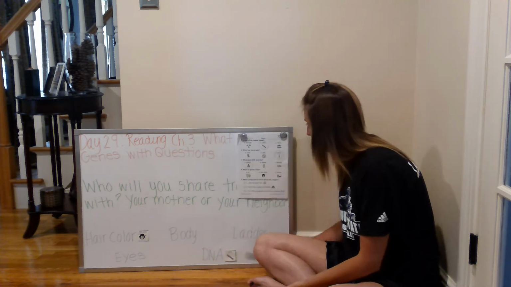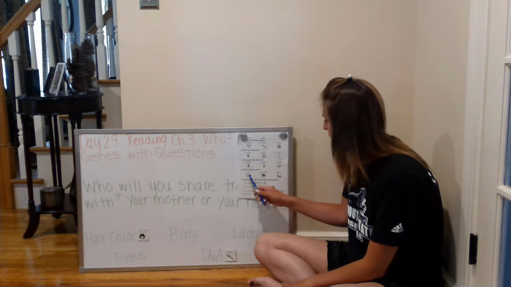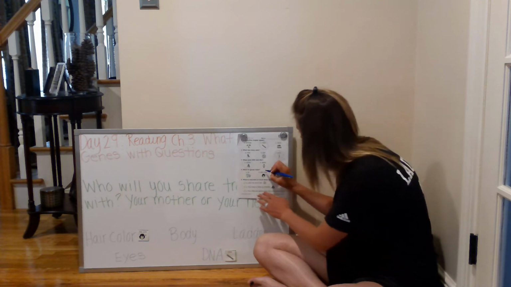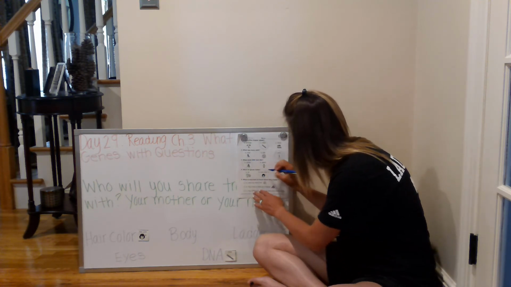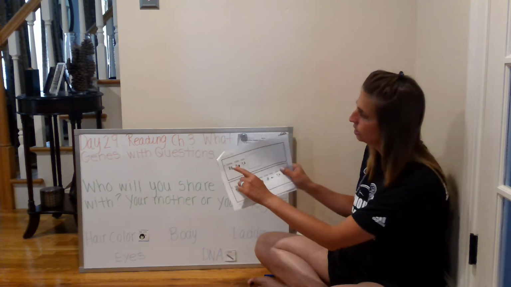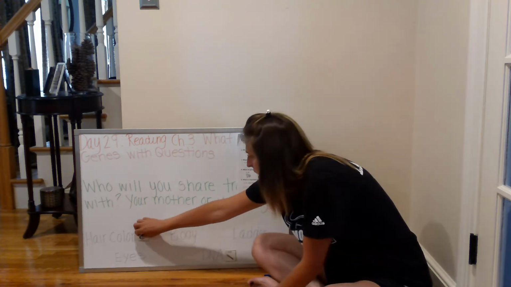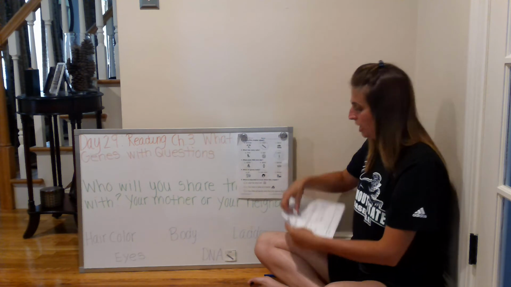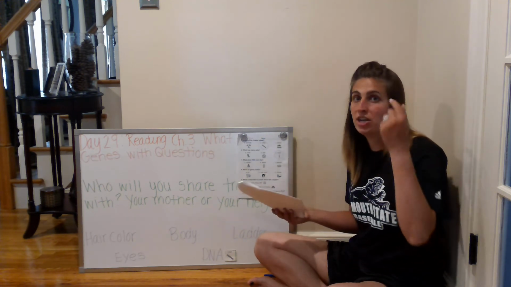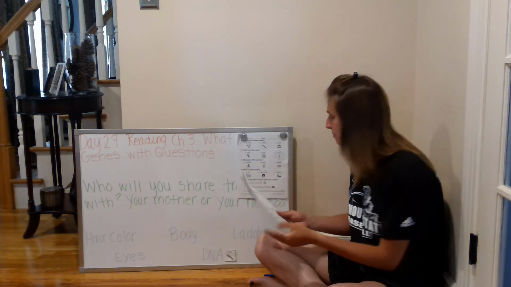Number 4 in the multiple choice, what do genes make? Art, hair color, or dinner? The correct answer is your hair color. Number 4 on the fill-in, genes make your hair color. So genes make your hair color. Genes can also make your eye color, your height.